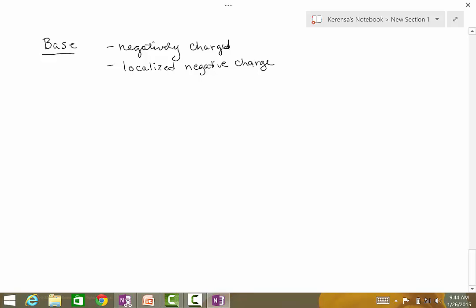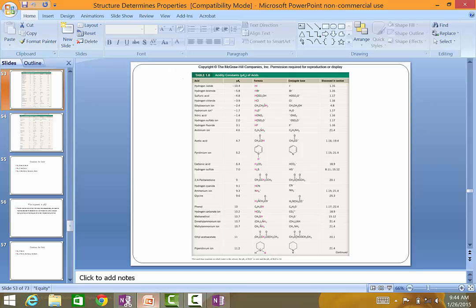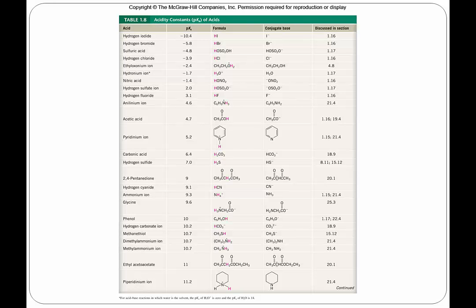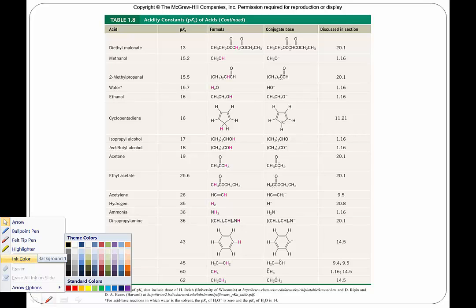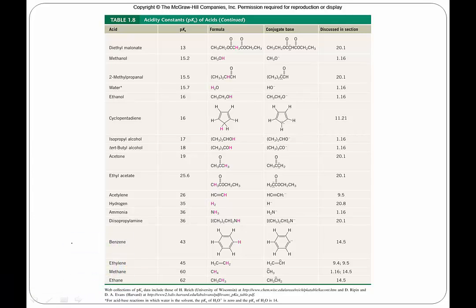And that localized negative charge tends to be on a small atom. And those typical small atoms are hydrogen, carbon, nitrogen, and oxygen. These are typically what we're going to be looking at. So if I go back to our pKa chart and go to the second of the two pages, you're going to notice several things.